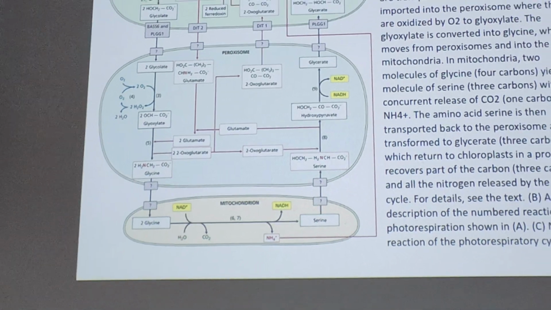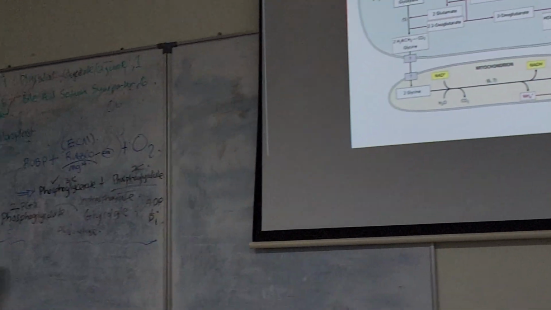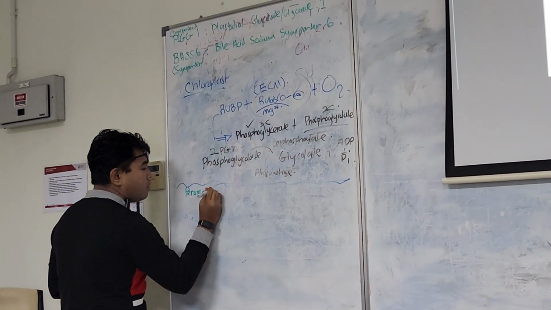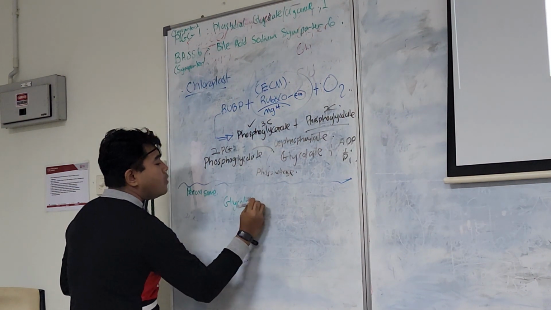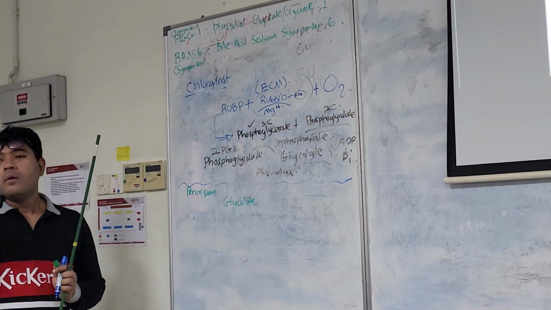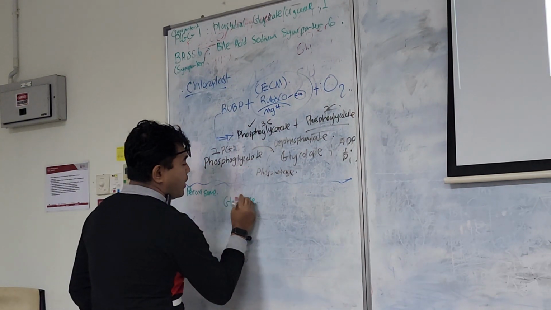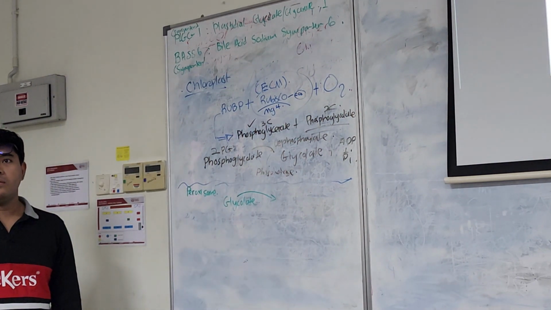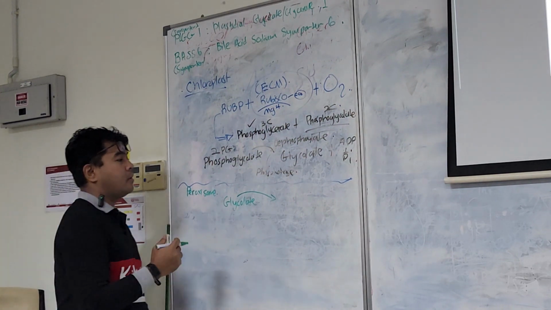So now you are in the peroxisome. Okay, so what happens to glycolate in the peroxisome? Glycolate in the peroxisome will be oxidized. So when it is oxidized, meaning that oxygen is added or removed? Removed.